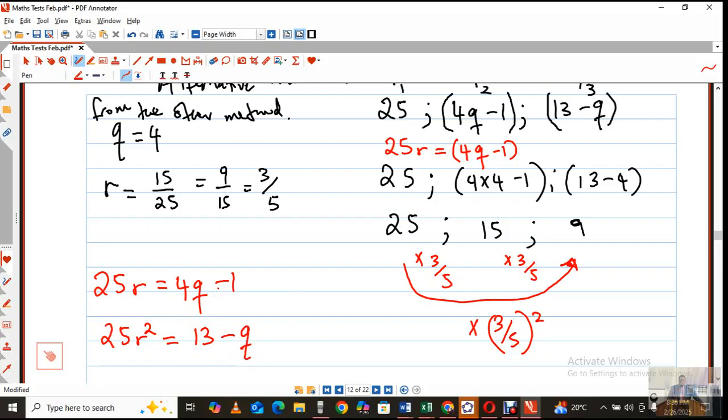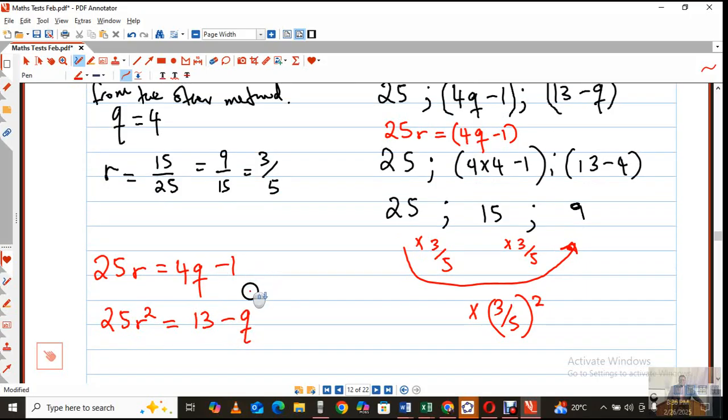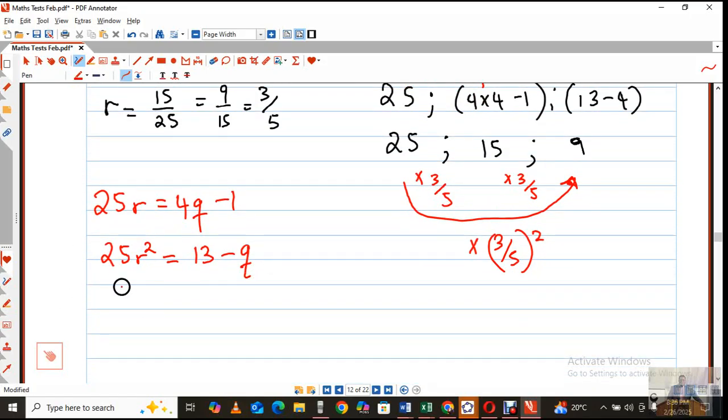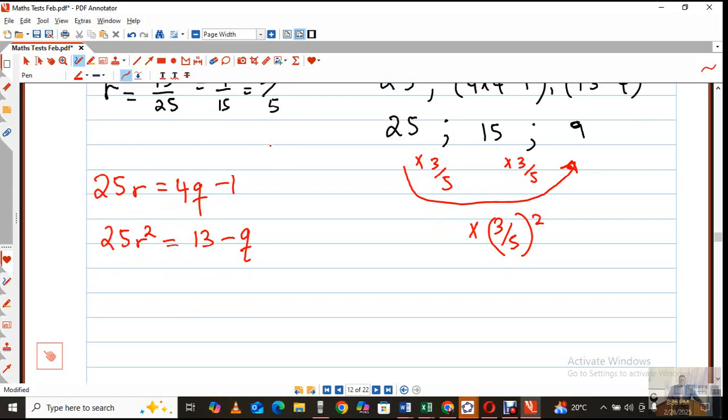This is where I wanted to bring in the alternative method. Now, what is it that I'm going to do? Essentially, I've got two equations here. This is my first equation as it is, and this would be my second equation as it is. Now, how do you go ahead and solve these two equations? There are many ways you can solve it.